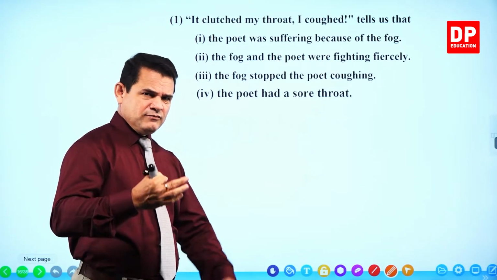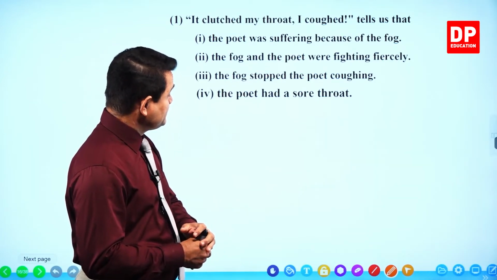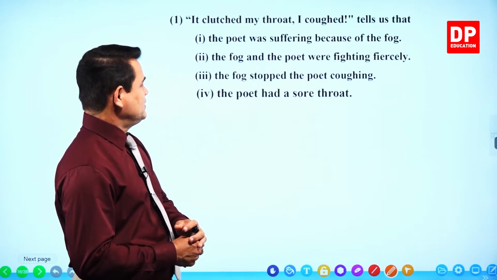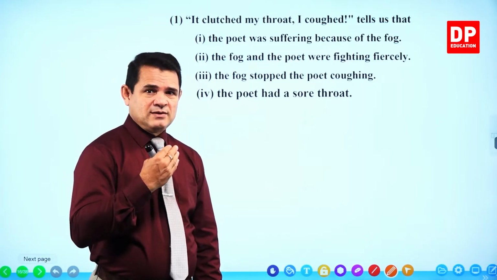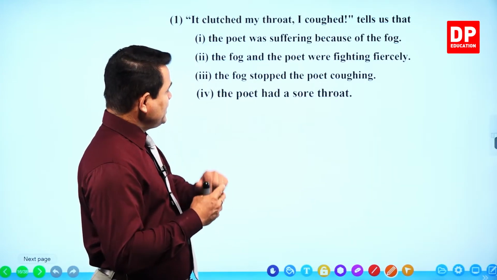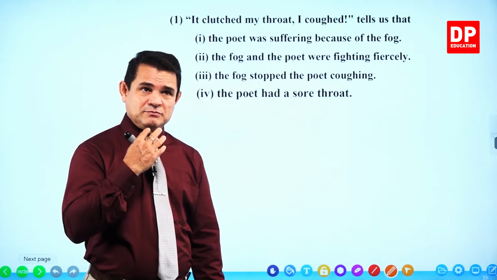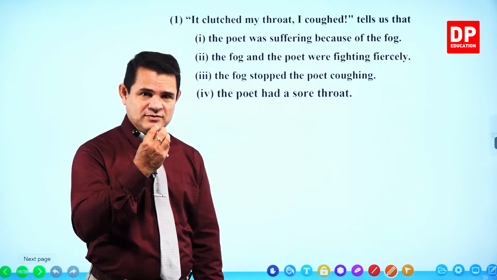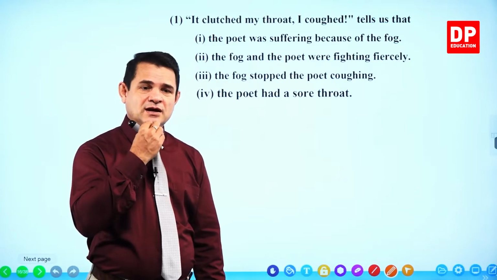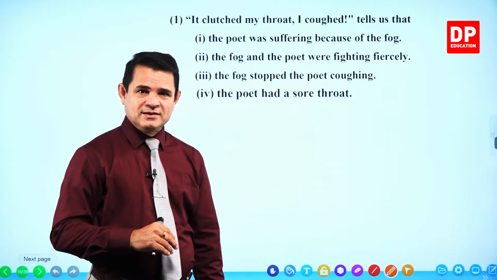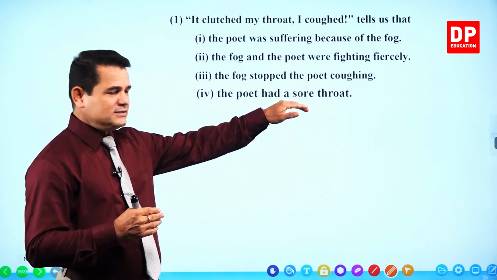Then, the fog and the poet were fighting fiercely. They did not fight. That is not what it says. And the fog stopped the poet coughing. Stopped? That did not happen either. That is wrong. The poet had a sore throat. A sore throat means when you speak, you can't produce the proper sound. Different sounds come, not the normal natural sound. That is not what it says, so it doesn't mean that.